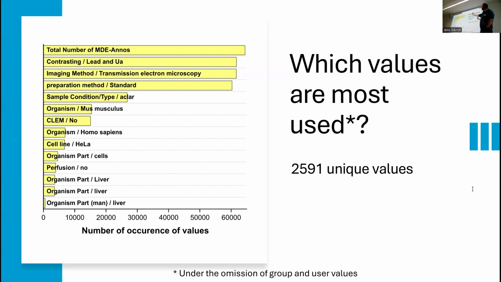The preparation protocol standard is rightfully named so, it seems to be the standard protocol. And then you can see mouse is the most popular organism, followed by Homo sapiens. Keep in mind that organism wasn't specified for quite some of the images.